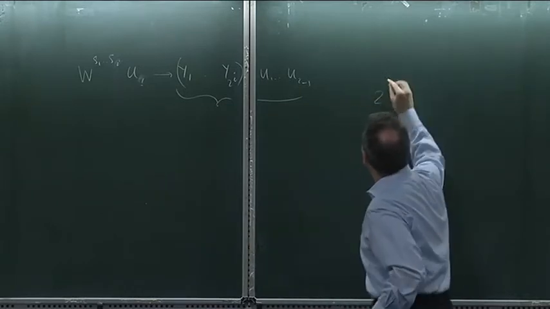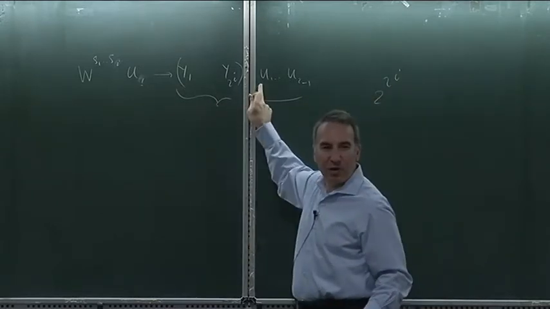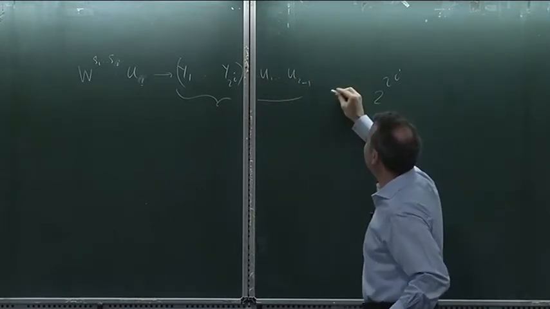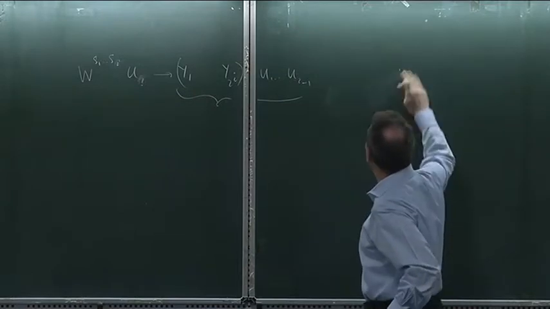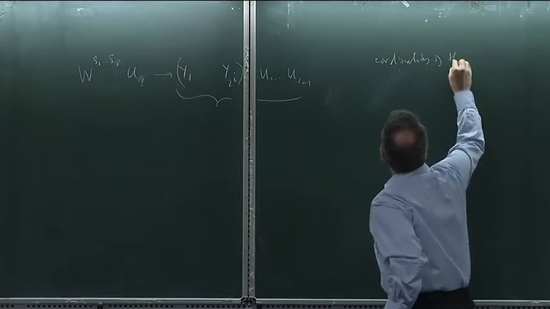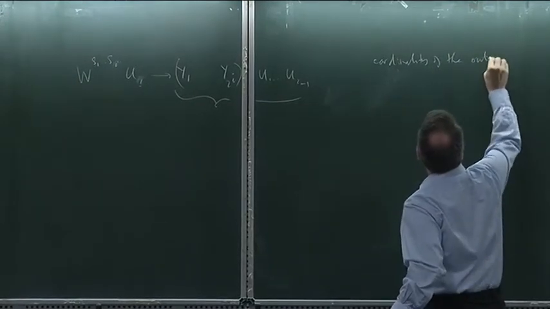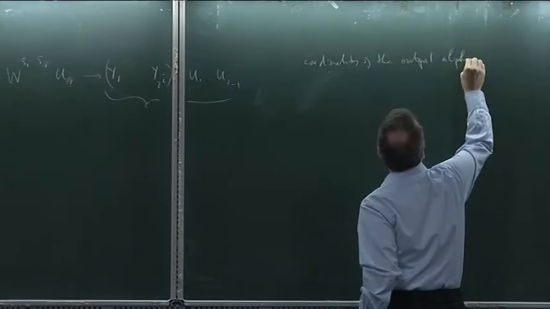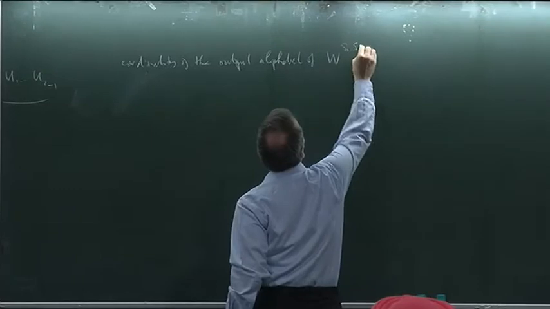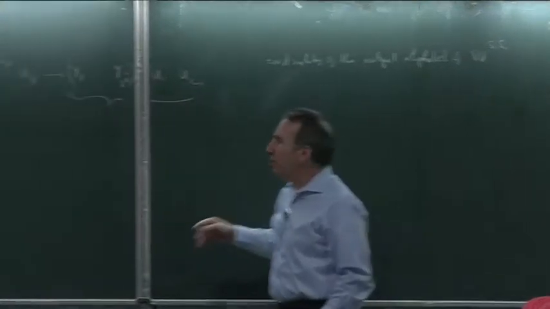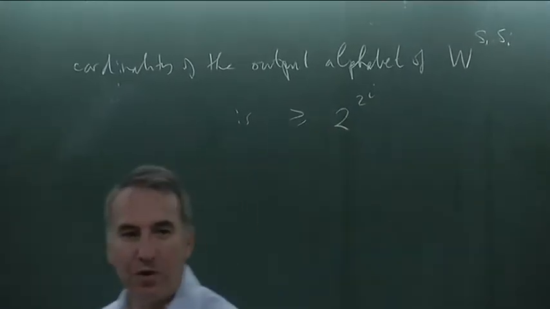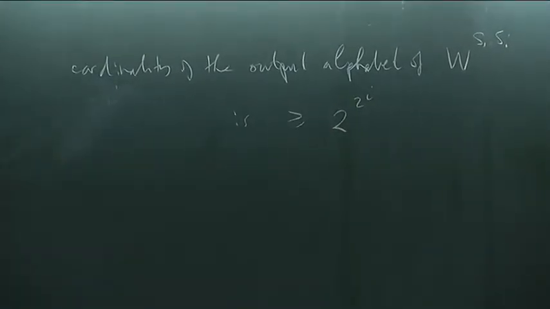So you have 2 to the power 2 to the I possibilities for these Ys. And then there are more possibilities coming up from these U's. So the output alphabet size of any one of these channels, of W to the S1 to Si, one of the generic channels over here, is at least 2 to the power 2 to the I. Okay. Not so good, right?